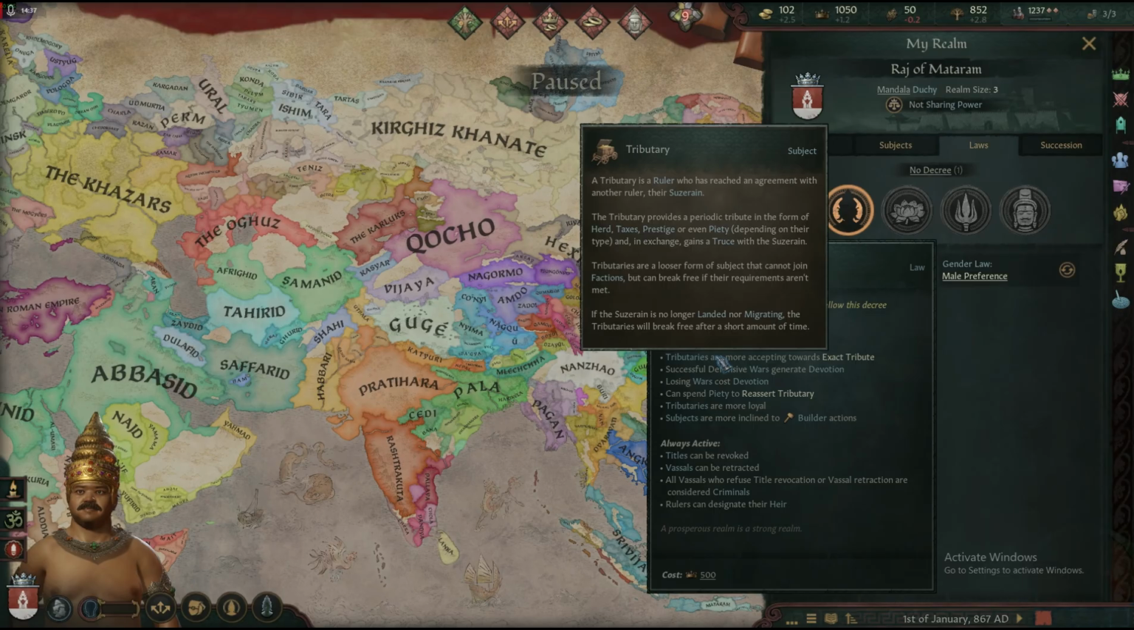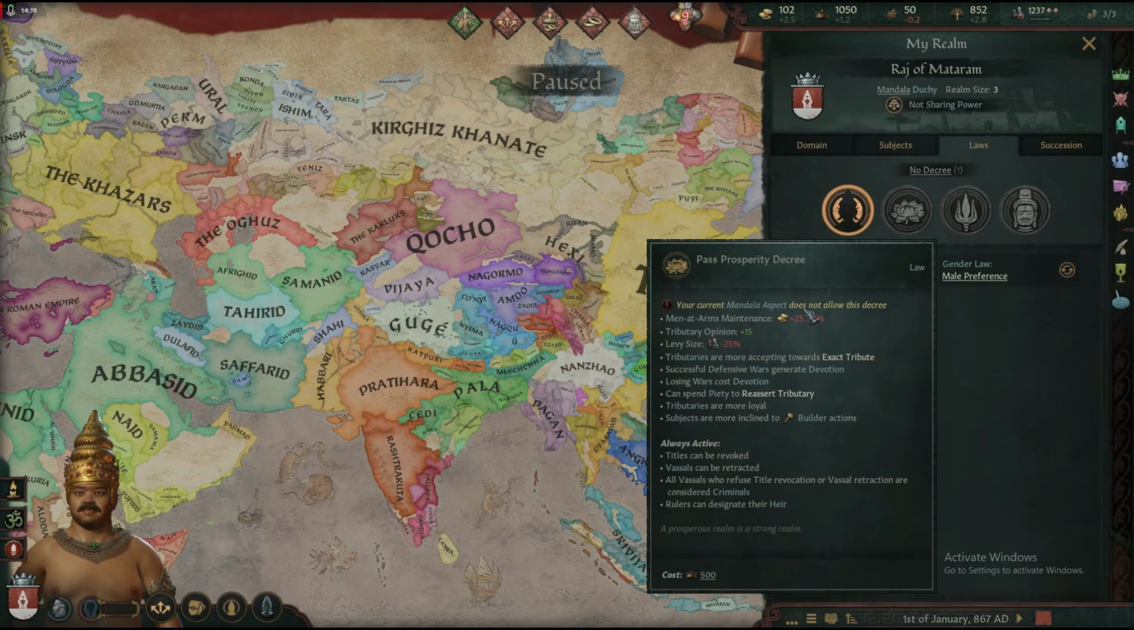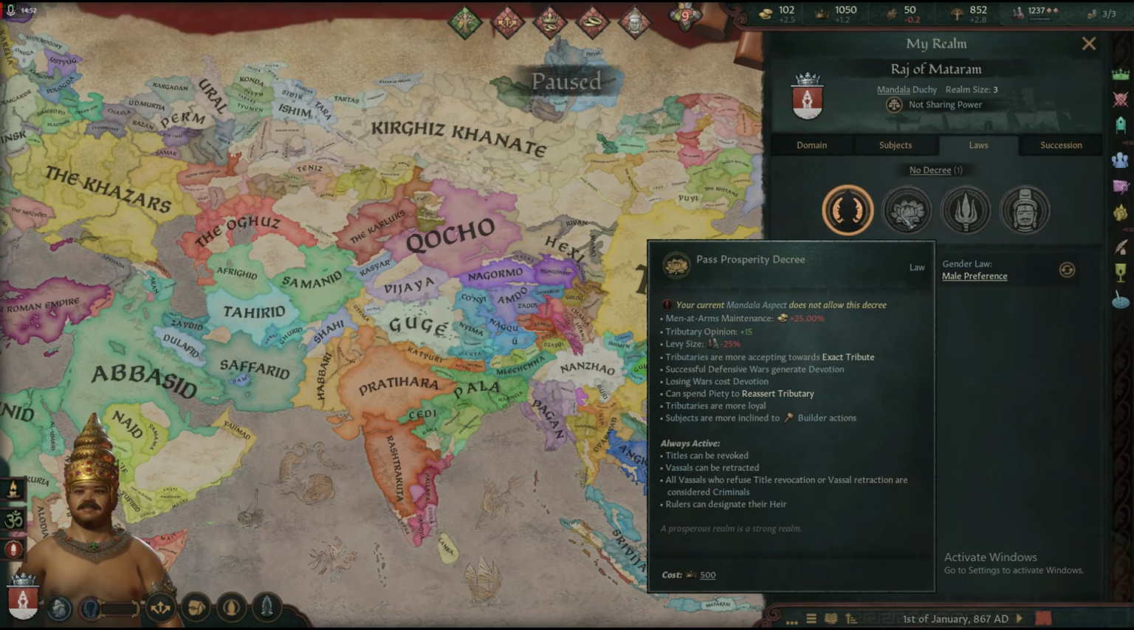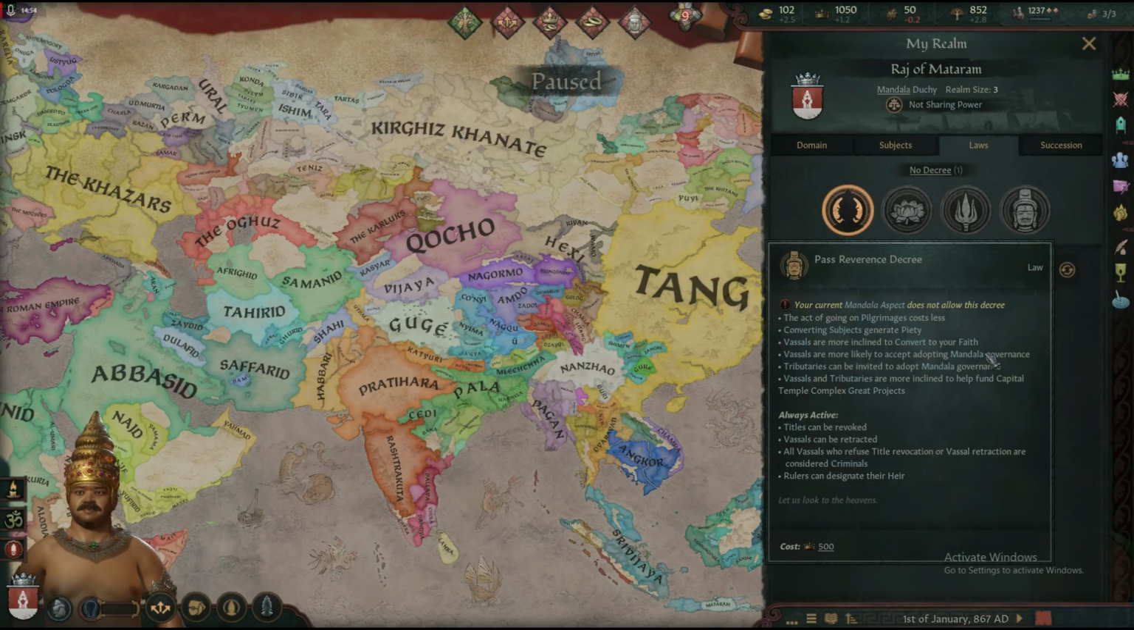The next prosperity decree is just simple bonuses and minuses. Men-at-arms maintenance cost up, levy size up, tributaries like you more. Expansion decree, independent rulers like you less, tributaries like you more, vassals give you more levies. You get piety for offensive wars. And reverence decree, pilgrimages cost less, subjects converting gives you piety, vassals will convert to your faith and adopt your government type, tributaries can be invited to adopt your government type as well.